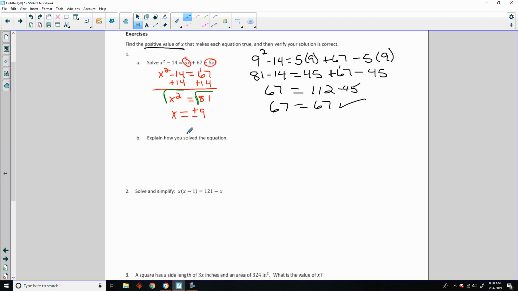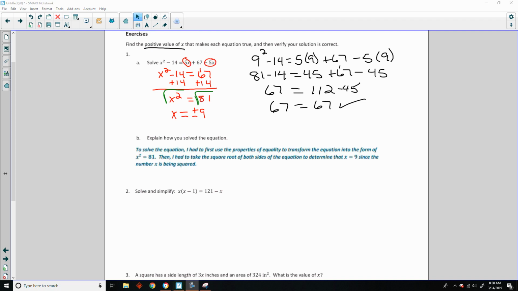It says to explain how you solve the equation. Okay, so here's a written solution. To solve the equation, I had to first use the properties of equality to transform the equation into the form of x squared equals 81. More specifically, I combined like terms on the right, getting 67, and then I used the additive property of equality, so I added 14 to both sides to get x squared equals 81.